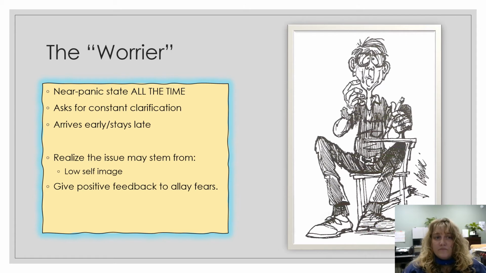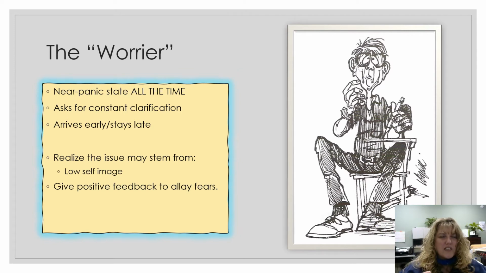Now you've got the worrier. And I think we all have that one person that pops into our mind that's the worrier. This is the person that's in a near panic state all of the time. They ask for constant clarification. They will arrive early, stay late. They typically, it's a low self-image that drives this mentality. It really ties in with the low self-image because they're going to seek out attention to make themselves feel more confident.